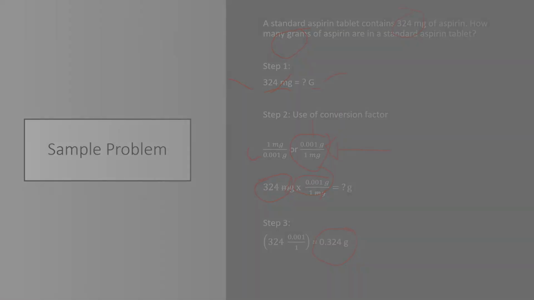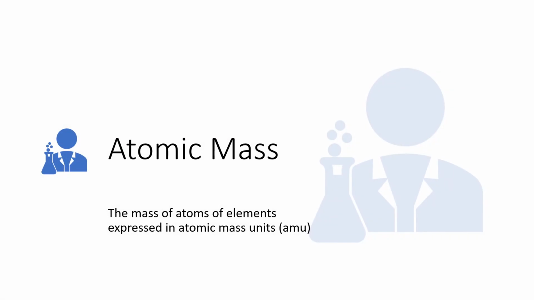Next, let's define a few terms bago tayo mag-move on sa ating mga conversion factors na gagamitin sa ating stoichiometry. Kapag sinabi nating atomic mass, that is the mass of atoms of elements expressed in AMU. So, kapag ang hinahanap natin dito ay elements, oxygen, carbon, argon, nitrogen. So, kapag single element lang ang pinag-uusapan natin, ang weight nila is called atomic mass.